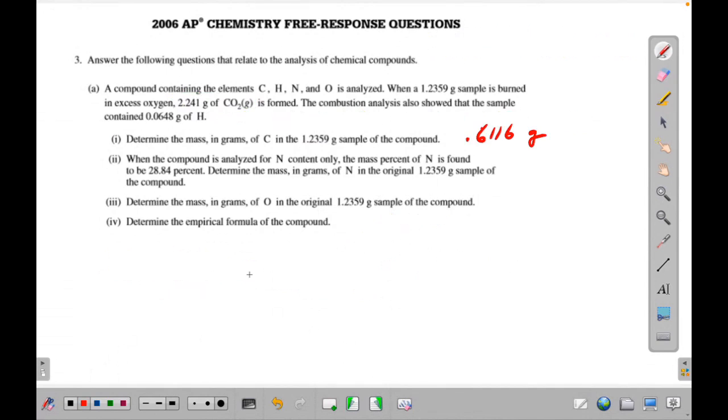All right, so let's move on to part 2. When the compound is analyzed for nitrogen content only, the mass percent of nitrogen is found to be 28.84%. Determine the mass in grams of nitrogen in the original 1.2359 gram sample of the compound. Okay, so this is a basic mass percent composition problem. We did this kind of problem earlier in the homework, but we did it the harder, backwards way. Now we're just multiplying our mass times our mass percent, and we'll get our answer. This one's nice and easy. 0.3564 grams of nitrogen.